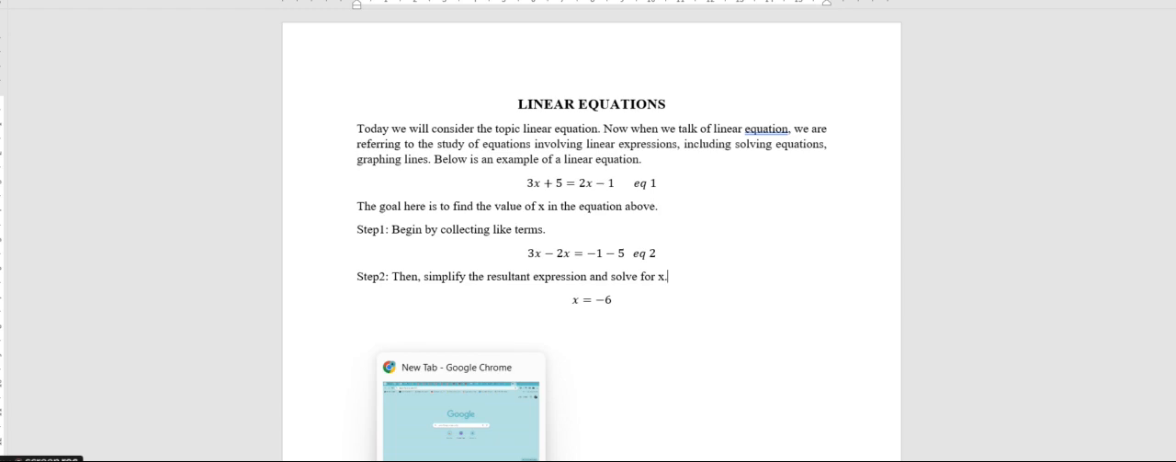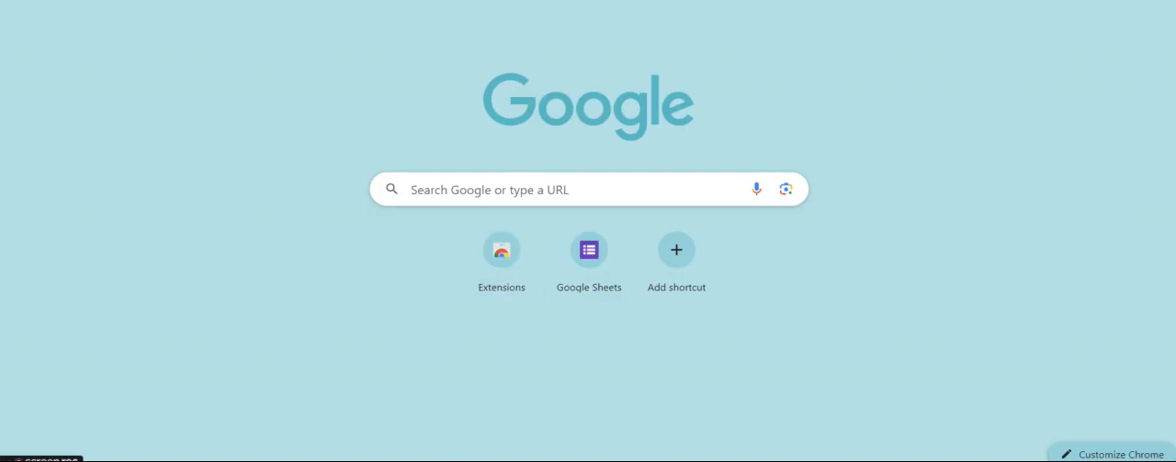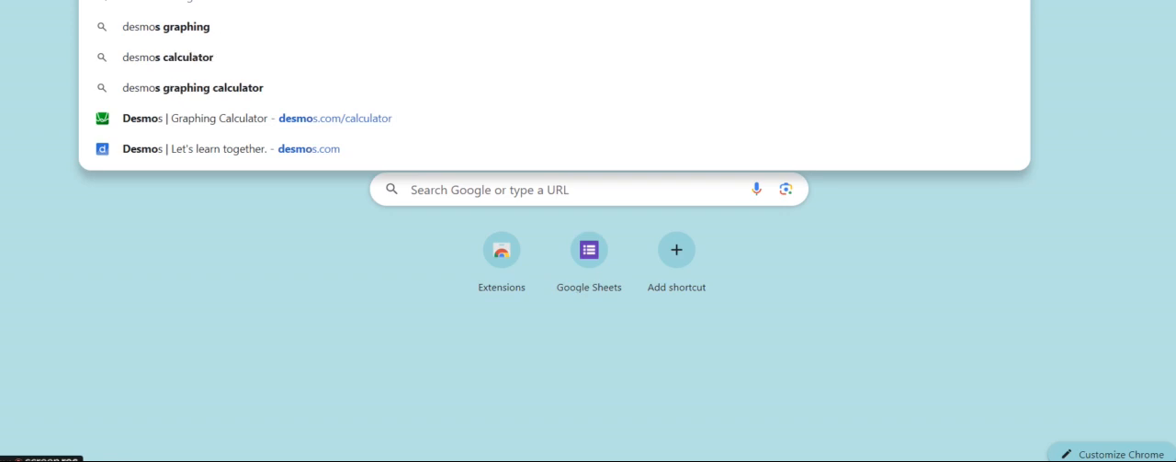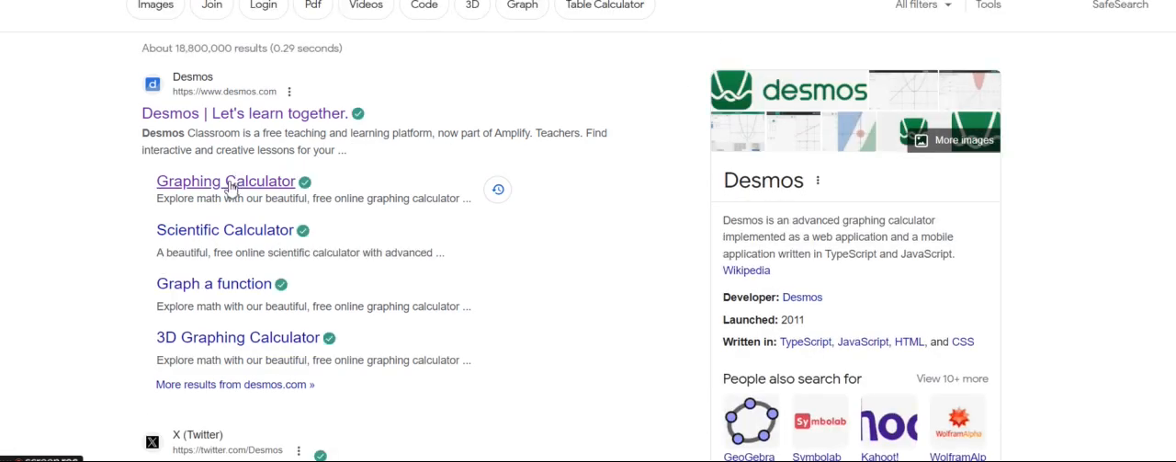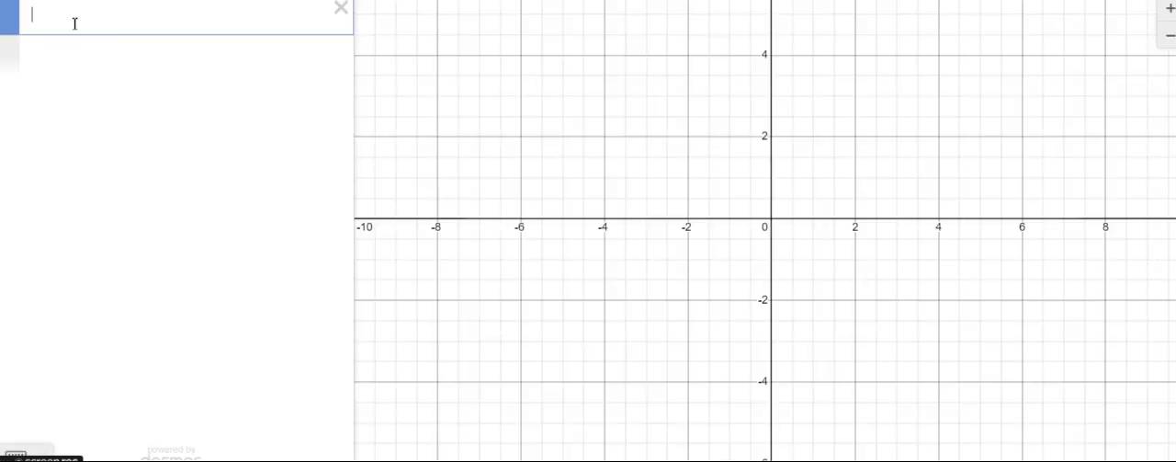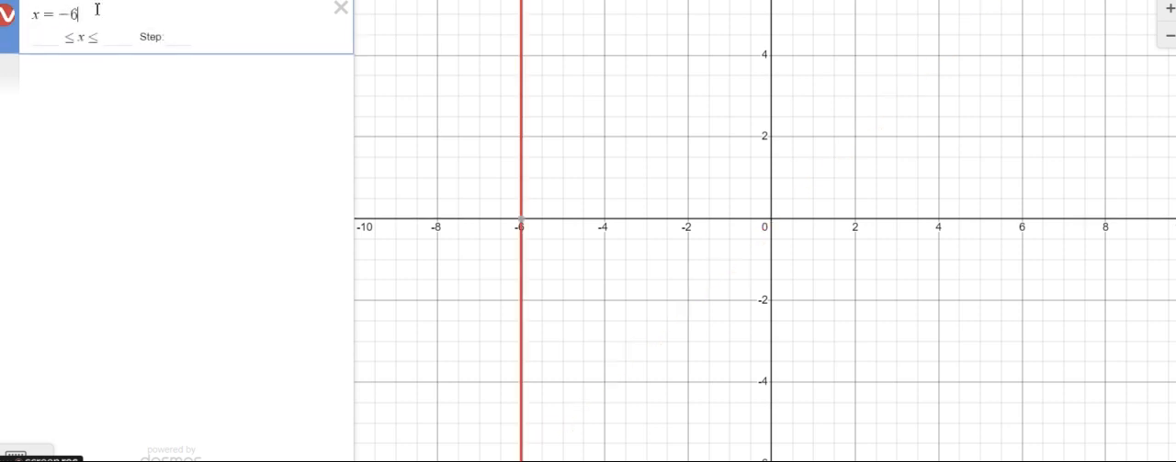Now we'll head over to Google. There is a graphing tool I want us to use. It's called Desmos. Just go to Google and type Desmos. It's a graphing tool, and then you can click on the graphing calculator. Once it opens, this is where you enter your function, x = -6, and that will give you the line, the graph of x = -6. It's a straight vertical line cutting through x equals negative 6. So this is the graph of x = -6.